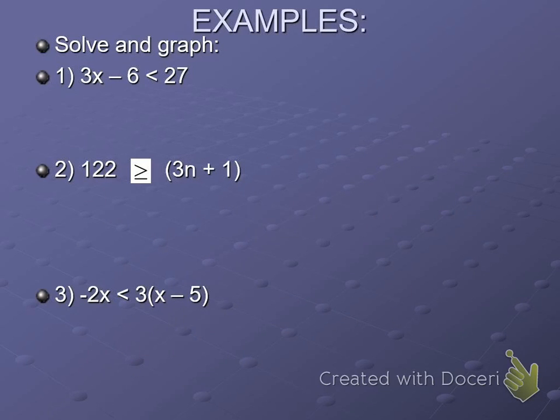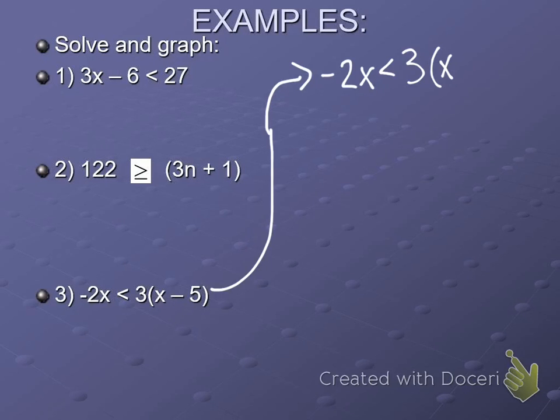I'm going to take example 3 and rewrite it towards the top of the slide so I have room to work it out. So I'm just going to bring it up here. Negative 2x is less than 3 times the quantity x minus 5. On this problem, do I need the parentheses? Yes, I do, because what do I have to do? Distribute, multiply it in. So that should be our first step. Negative 2x is less than, when I distribute that, I get 3x minus 15.